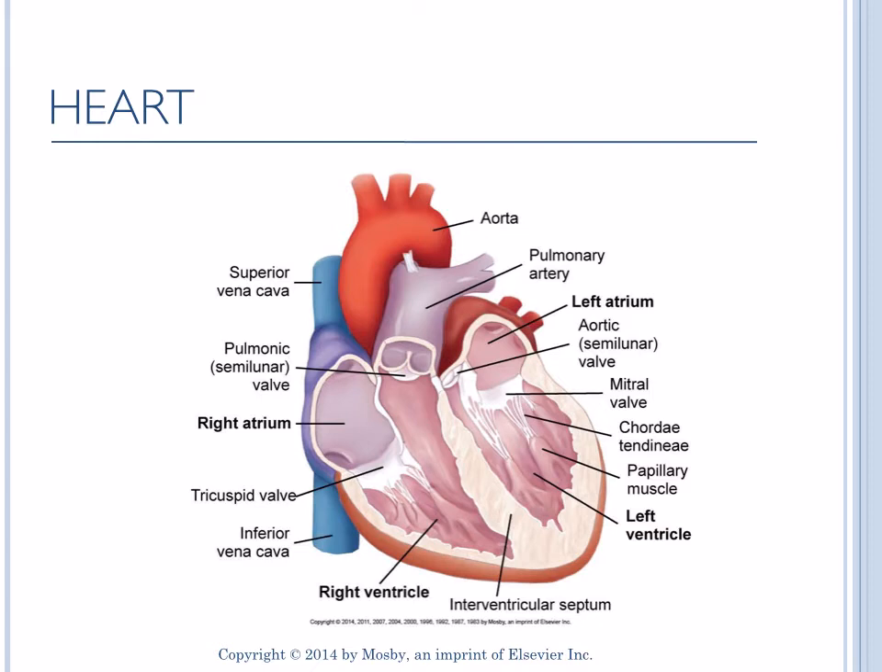This is very important, very basic information, the concept which you need to understand. I will repeat. If the right side of the pump begins to fail, blood backs up into the venous system. When the left side of the heart fails, blood backs up into the lungs, preventing blood from being pumped out to the rest of the body.